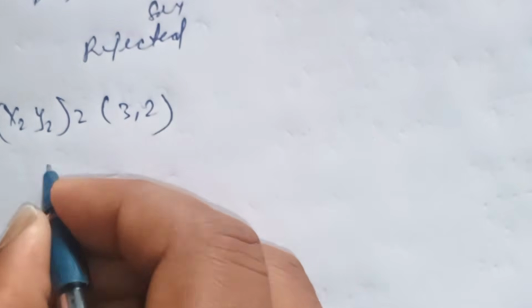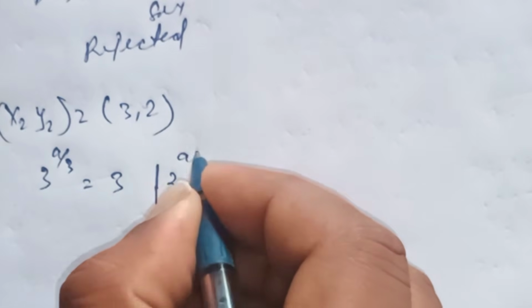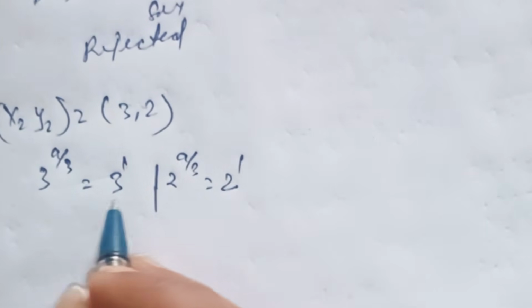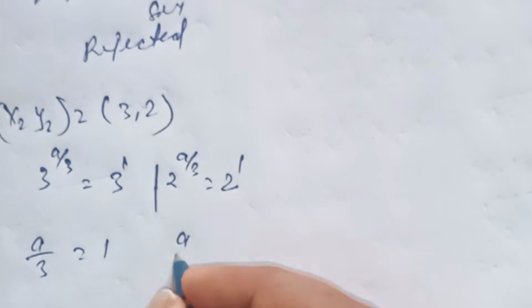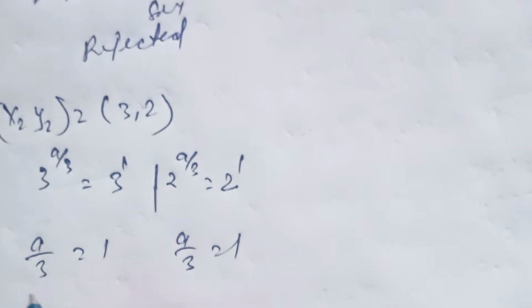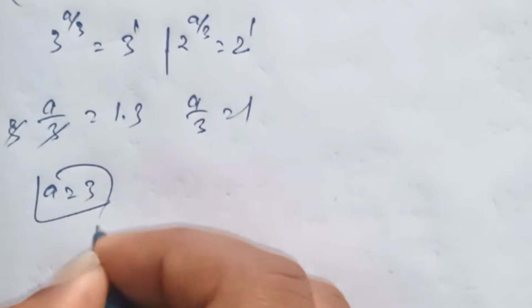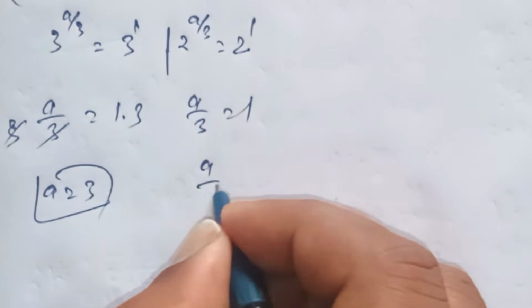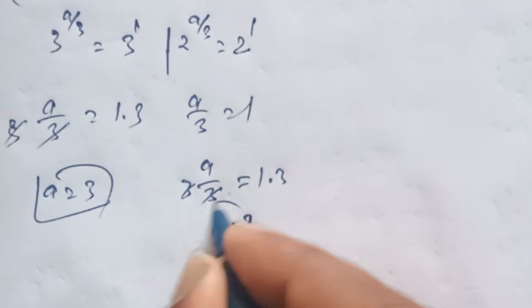Case 2, (x₂, y₂) = (3, 2). Therefore, 3^(a/3) = 3 and 2^(a/3) = 2. Here the base power is 1. Therefore, bases are same, powers are different. Therefore, a/3 = 1. Here also a/3 = 1. Both sides multiply with 3. Here 3 cancels, left with a = 3. This also a/3 = 1. Both sides multiply with 3. Cancel. a = 3.